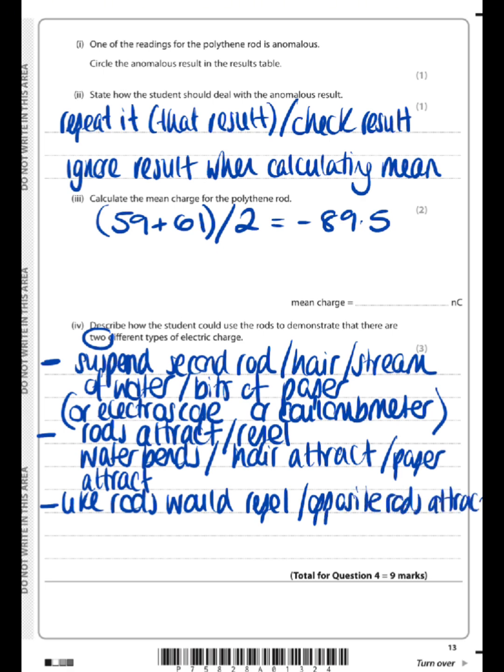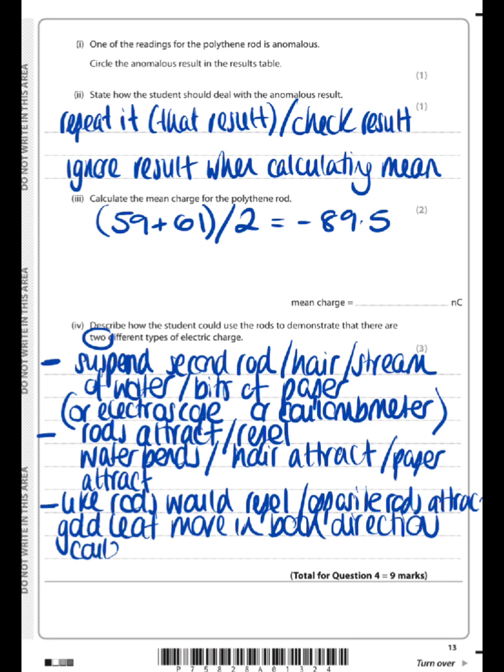If, for example, you were looking at the electroscope, then the gold leaf would move in one direction, then the other. If you were using a Coulomb meter, then a Coulomb meter would show both positive and negative values. So anything there that demonstrates clearly that we have got an attraction and a repulsion because of the 2 different types of charge.